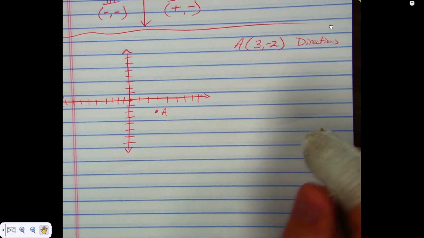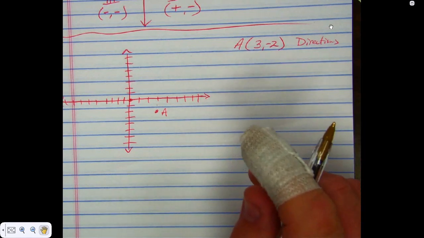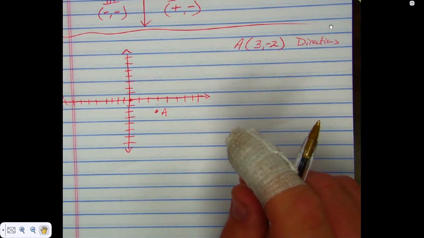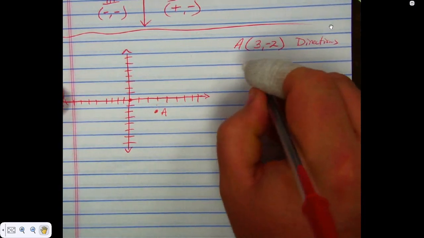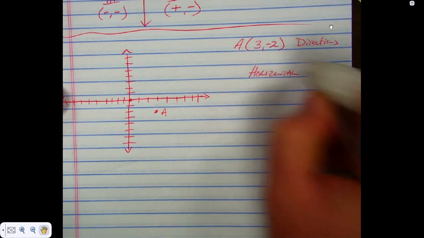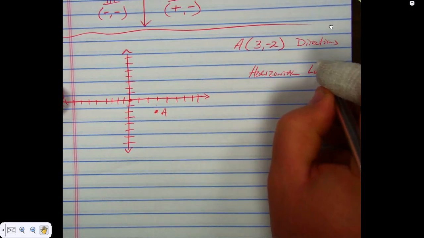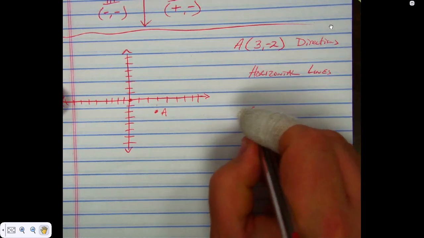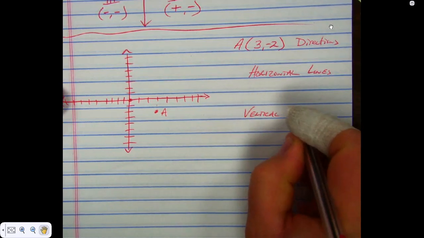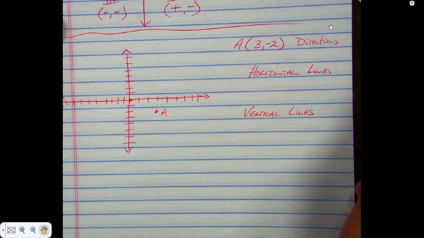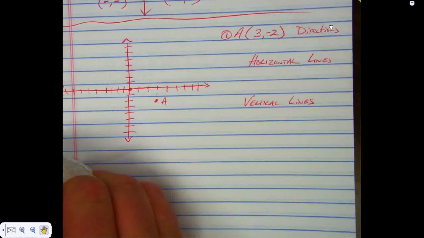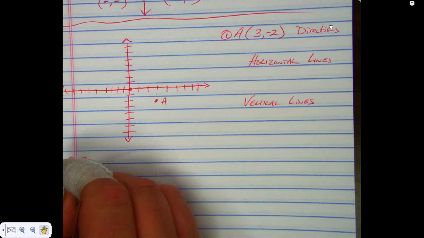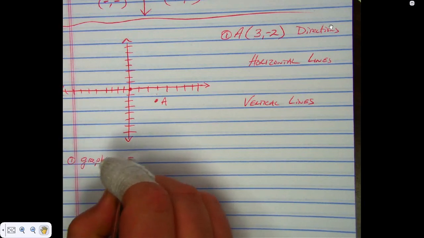That's easy peasy, isn't it? Something you guys have dealt with and done for a long time. Now, probably the biggest thing that I need to talk to you guys about is horizontal lines and vertical lines. Our next example, this was example number 1. Our next example, we're going to graph y is equal to 2.